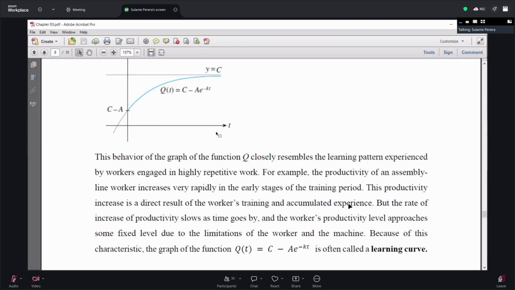So in a learning curve, initially, along with training, right, the productivity increases rapidly. After some time t, then the rate of increase of productivity slows down. It increases, but in a very slow manner. Right?